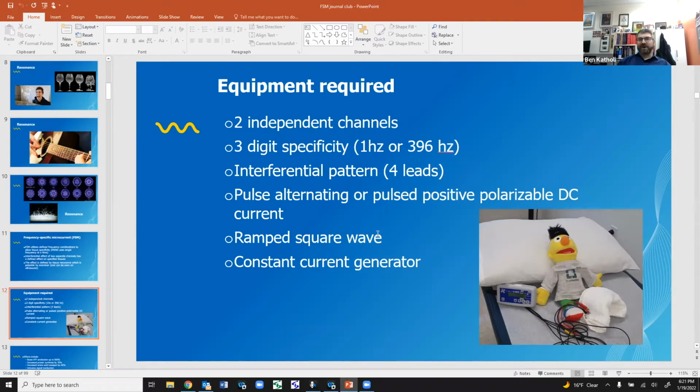And what it requires is 2 independent channels that can be programmed to 3 or 4 digit specificity. The ability to have this constant current generator is the biggest thing. But the ability to do alternating or positive current has also opened up a lot of possibilities with it. So the waveforms aren't unique, but the frequencies that are created by them are, and that's what has the effects on the tissues. And so it sounds really far-fetched, so roll with me.